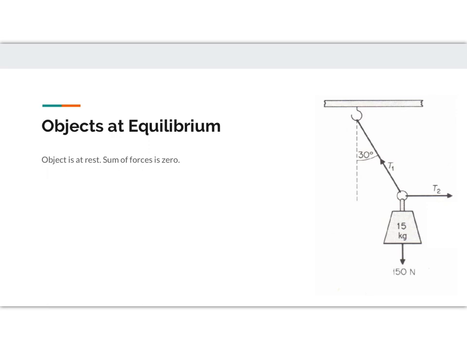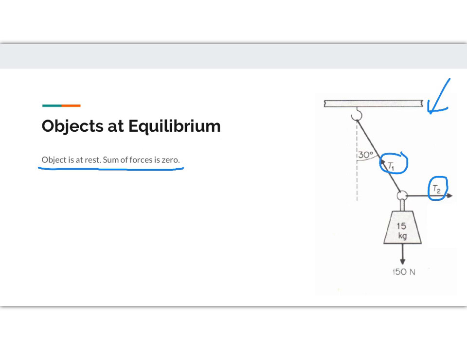Now, if objects are at equilibrium, like in this picture over here, that means the object is at rest and the sum of forces is 0. If I look at this image, we can see that I have forces in the x and the y direction, and I also have T1 that's at an angle. In these problems, I'm looking for T1 and T2. That's the tension on the ropes.